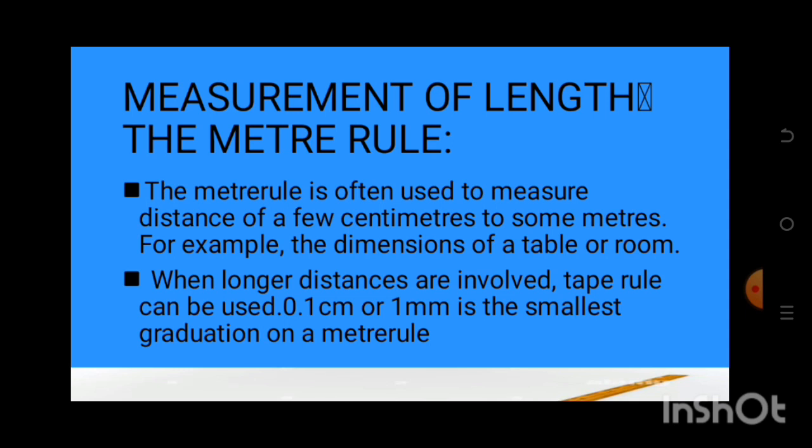For devices for measuring length, we have about three or four categories of instrument that we use. We have the meter rule. A meter rule is often used to measure distances of a few centimeters to some meters. For example, the dimension of a table or a room, we can use a meter rule to take that. But when longer distances are involved, we use a tape rule. The smallest graduation of a meter rule is 0.1 centimeter or 1 millimeter.